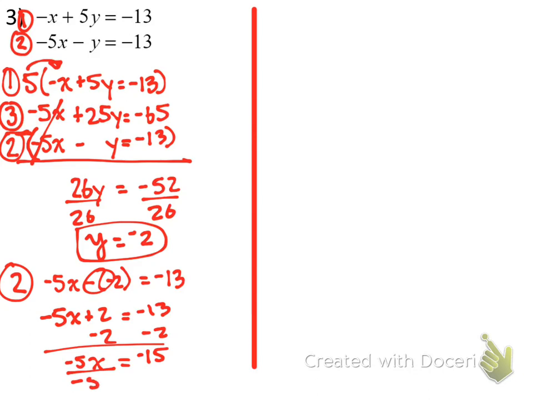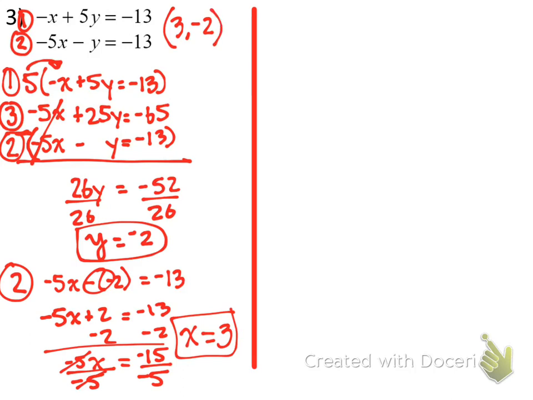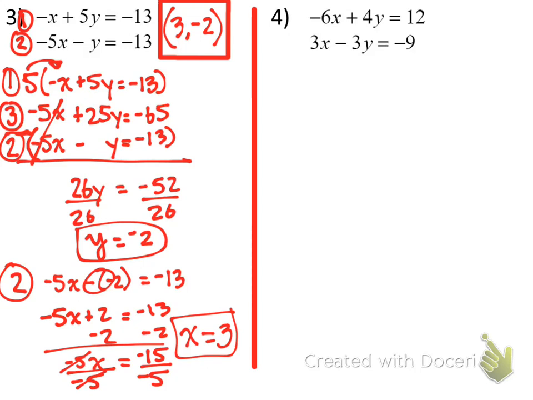Divide both sides by negative 5. When I divide by negative 5, they cancel out. So x is, what's negative 15 divided by negative 5? It's positive 3. Okay, so now we just write our answer as an ordered pair. So it's going to be 3, negative 2, and box it. That's it. Okay, number 4. I want to see you do this all by yourself. Ready, set, go.